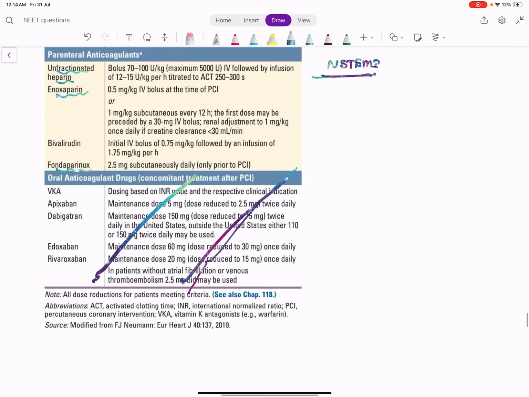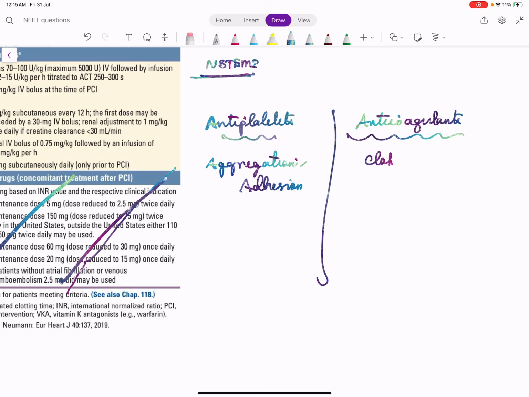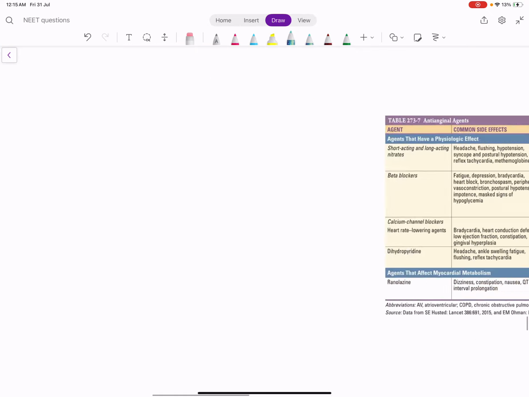Don't get confused. Remember, antiplatelets are different from anticoagulants. The function of platelets is aggregation and adhesion. The function of coagulation is to form a clot. All the clotting factors come in the coagulation pathway, while the platelets and von Willebrand factor, etc. come in the platelet pathway. So just understand the difference. If possible, you can discuss later.